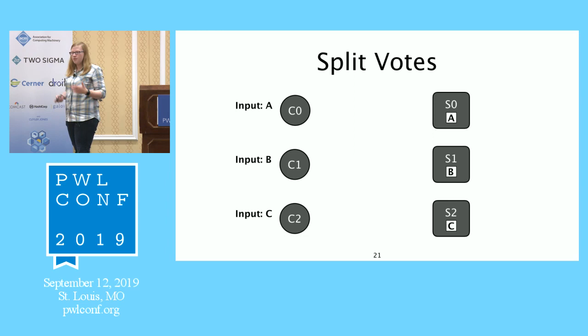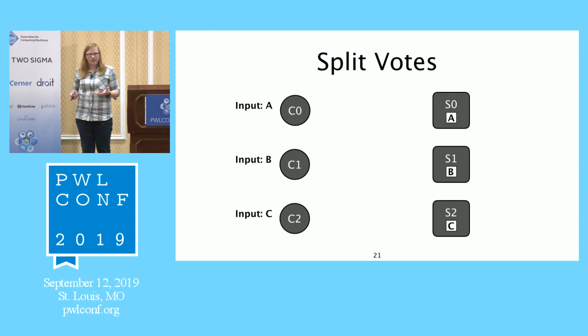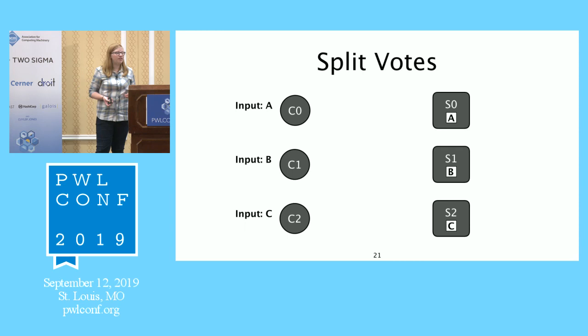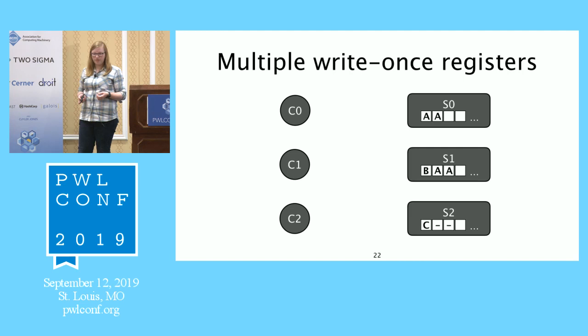So we need a way of resolving this situation. Now, instead of switching to mutable registers, where we're then going to have difficulty ensuring safety, I want to switch to a world where we have a series of write-once registers. We're going to try to reach consensus in the first register, and if we end up in a split scenario like that, let's try again. We can try again until we succeed.